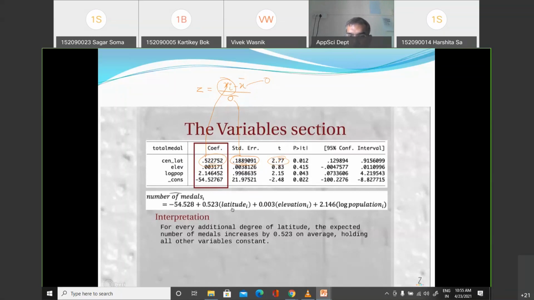Yeah. So this we will get, and the corresponding 95% confidence interval for this situation is this. So that means for the variable latitude, although we are getting this coefficient, we can say with 95% confidence that it will be between 0.129 and 0.915. Yeah.